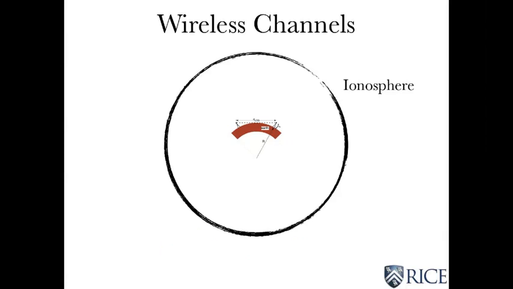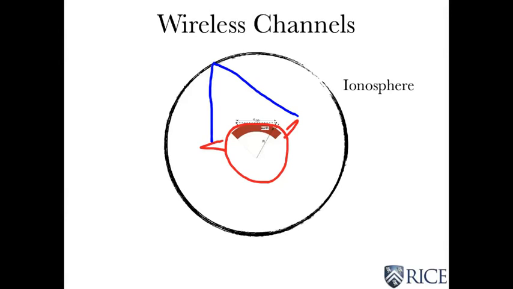So here's my Earth, and let me complete the circle as well as I can. And suppose I'm over here and I'm trying to send over here. Well, there is no line of sight path. It's too far away. What was discovered is that the ionosphere acts like a mirror. Signals can come up and be reflected back down to Earth, enabling communication between distant places.